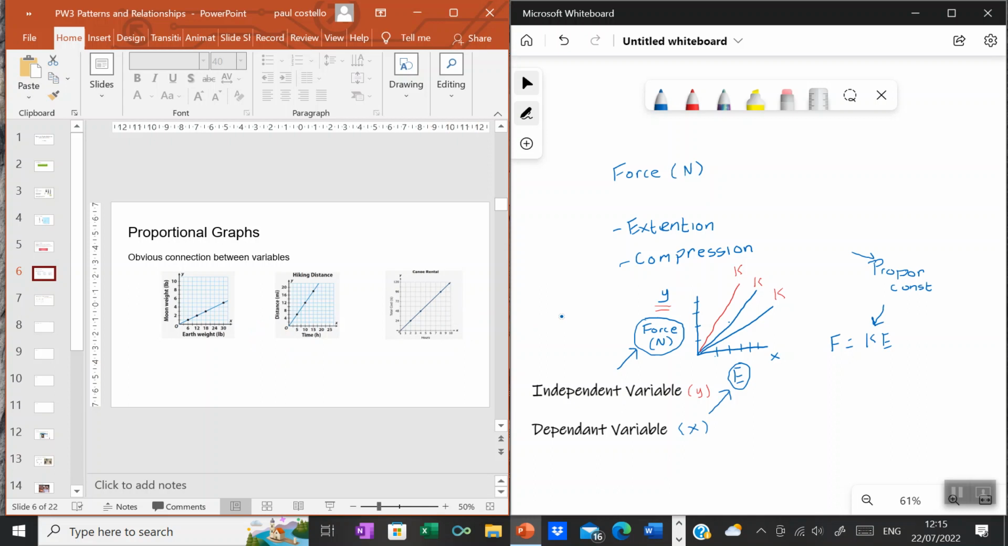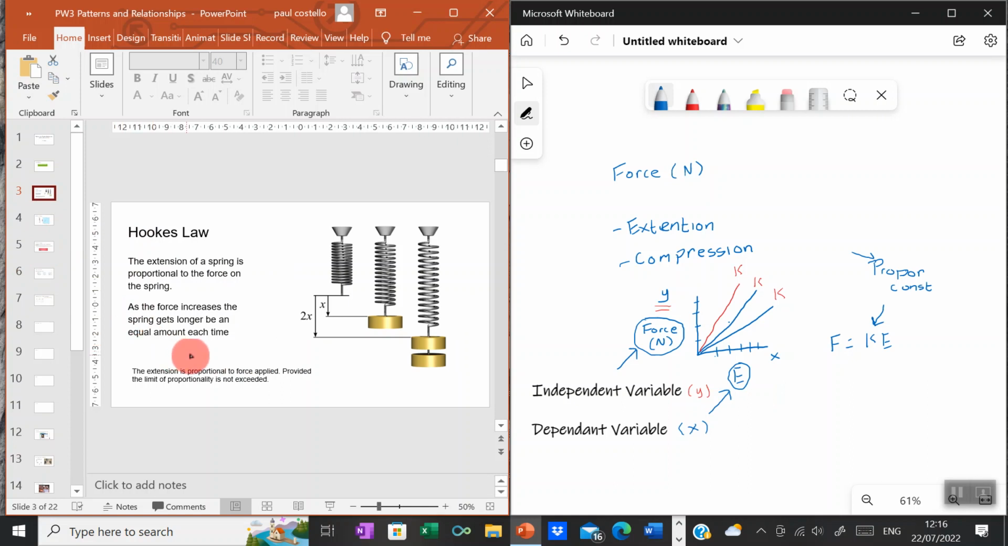And this is just one example as well. Hooke's law: we have looked at the relationship between the force applied and the extension of the spring, and that relationship is described in Hooke's law. The extension is proportional to the force applied, provided the limit of proportionality is not exceeded.